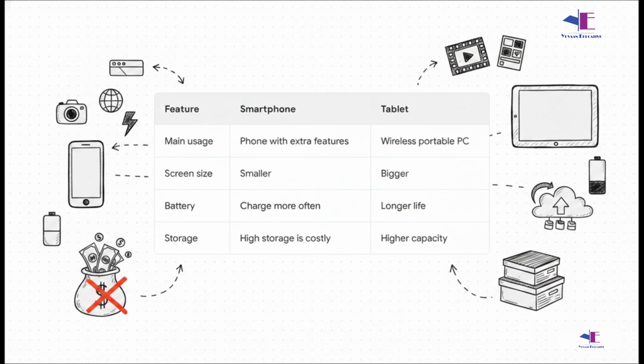The tablet, on the other hand, is essentially a wireless, portable, personal computer. That larger footprint gives you a massive battery, a screen that's actually built for detailed media editing, and typically much higher storage capacity right out of the box.